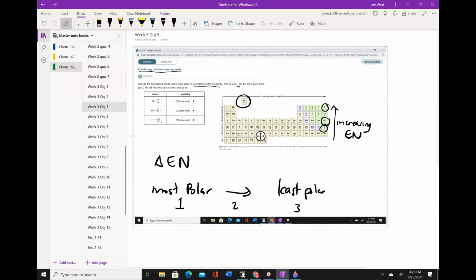So the most polar here is going to be the fluorine. Then the second most polar will be the bromine. And then finally, we've got the iodine. That's the decreasing order of polarity.